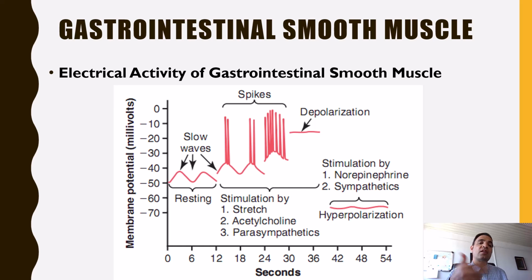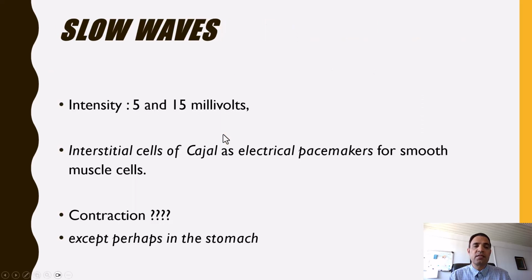And when I tell you that, for example, in another part, we have a relaxation for a part of the GI system, you should remember that, okay, this means that hyperpolarization happened and resting membrane potential dropped to a lower level. Okay, this is the principle that we have about the smooth muscle electrical activity.